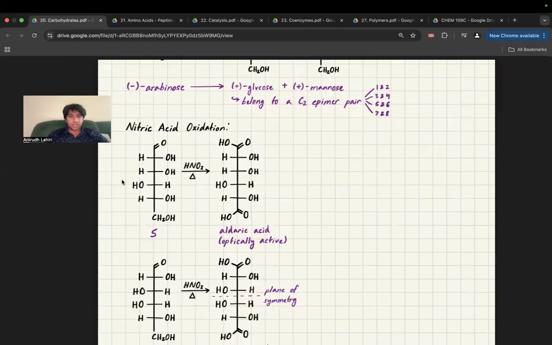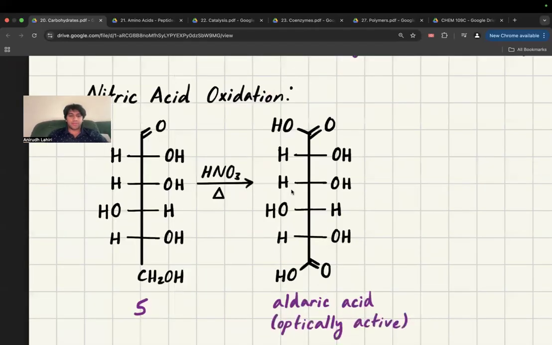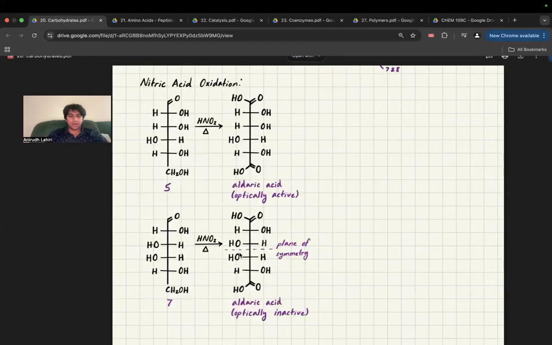Nitric acid oxidation. You could see here that I don't have any achirality. Let's say I had all the OHs on this side and I go through a nitric acid oxidation. Then I would have a plane of symmetry, so it would be achiral. If we had this structure and we go through HNO3 with heat, we make an aldaric acid, which is basically carboxylic acid top and bottom. We now have a plane of symmetry.